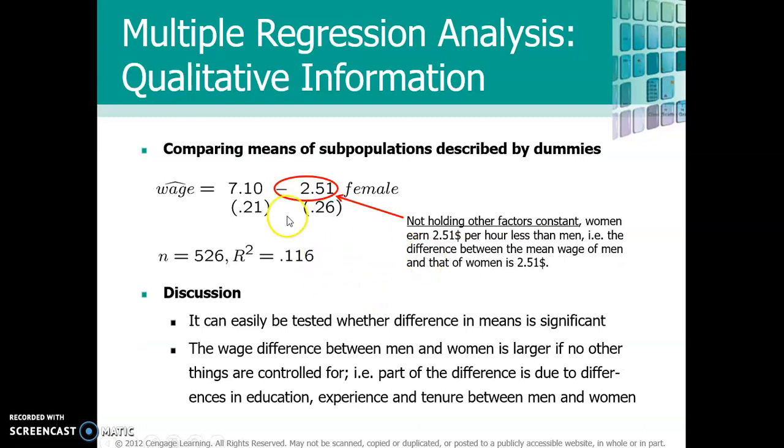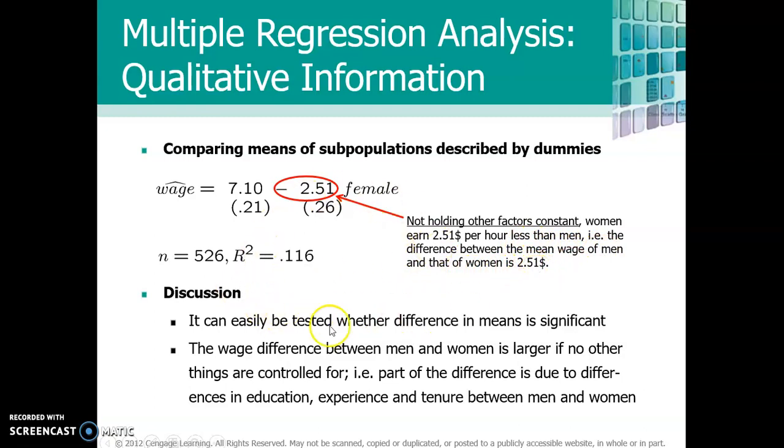Now, what if we just estimate a wage equation with a female variable alone? We can see that if we do not hold other factors constant, women earn even less. Remember that in the previous equation they earned 1.81 less. Now they earn way less, which is $2.51 per hour less than men. Therefore the difference between the mean wages of men and women is $2.51.